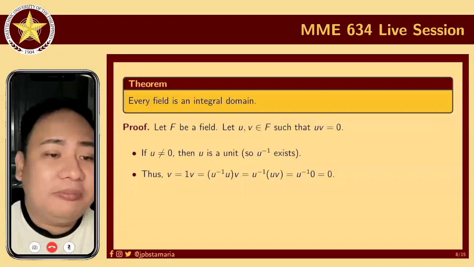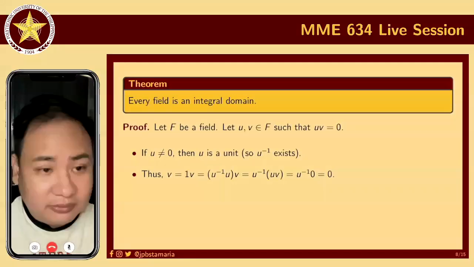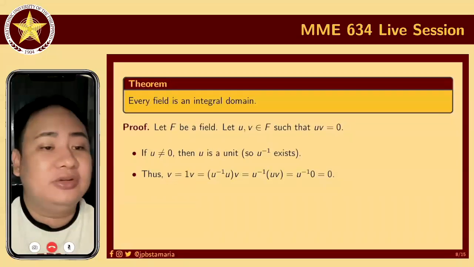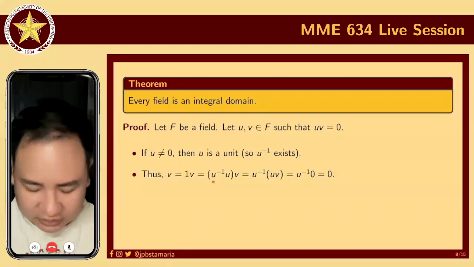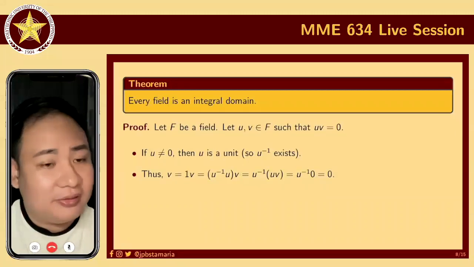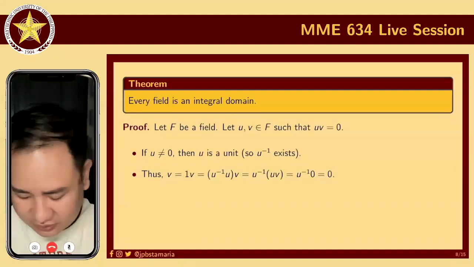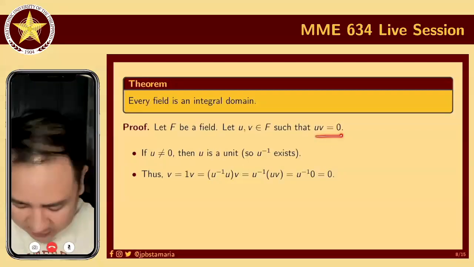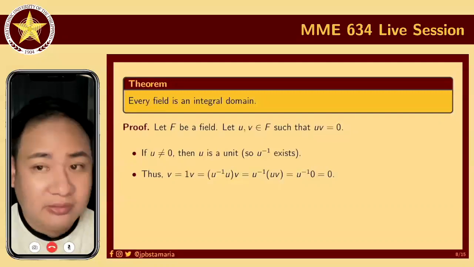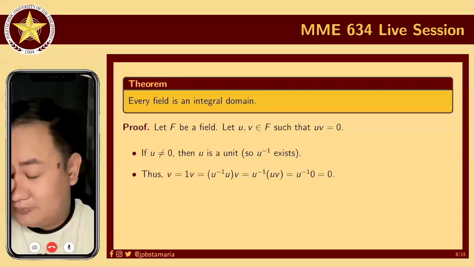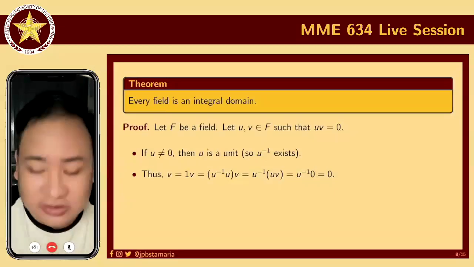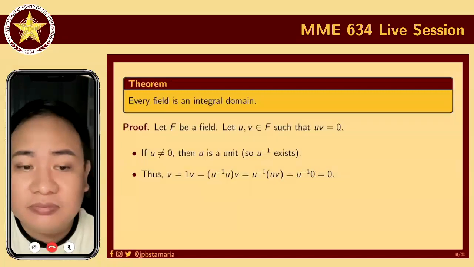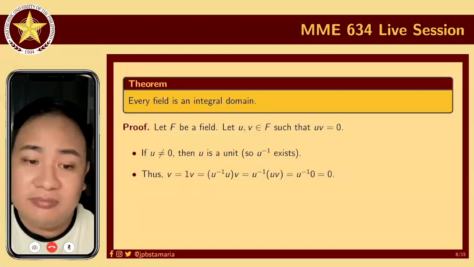Tignan nyo ngayon to. Gagamitin ko yung U inverse. I start with V. What can you say about V? V is 1 times V. 1 is the unity. Now, itong 1 na to is equal to U inverse times U times V. And then, I'm going to use associativity in the multiplication. But because UV by hypothesis is 0, I can replace this by 0. Anything in the ring when multiplied by 0 is 0. Ang naging conclusion is that kung si U ay hindi man 0, sino raw ang magiging 0? Si V. That's it. V.